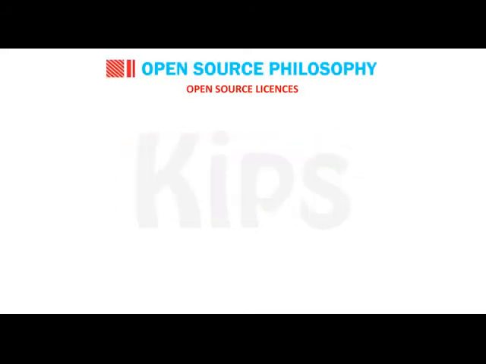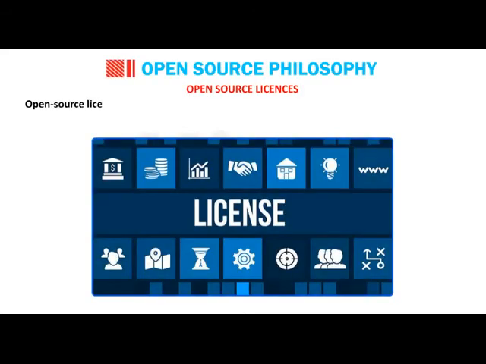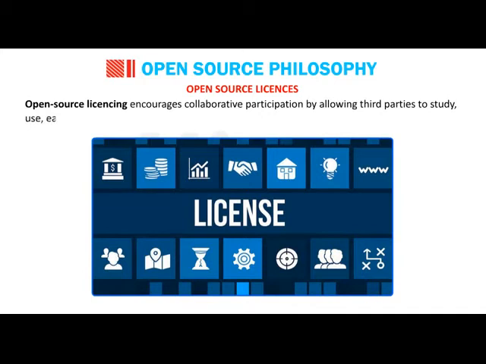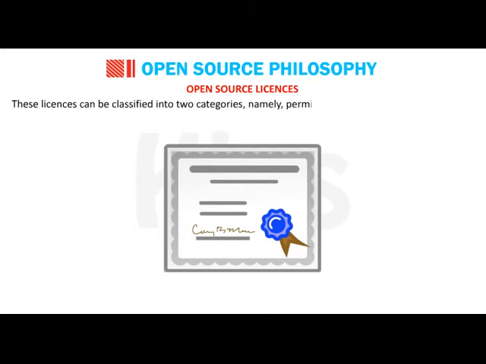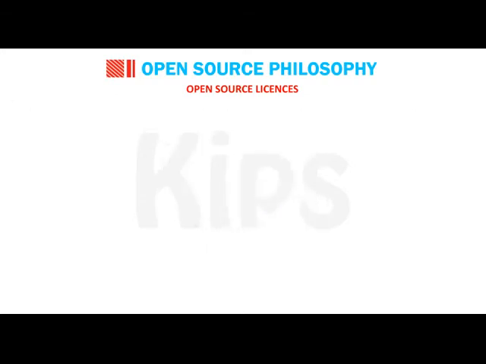Open source licenses. Open source licensing encourages collaborative participation by allowing third parties to study, use, easily modify and redistribute the source code. These licenses can be classified into two categories, namely permissive licenses and copyleft licenses.